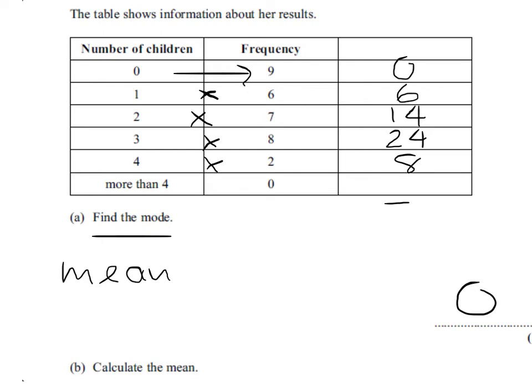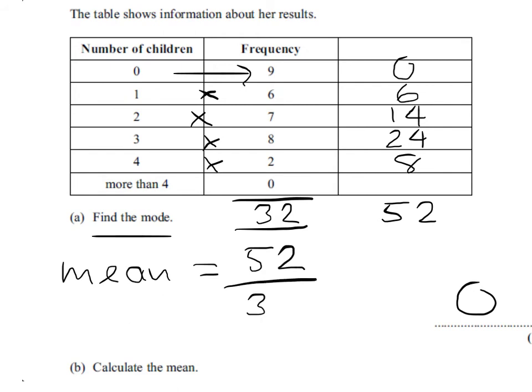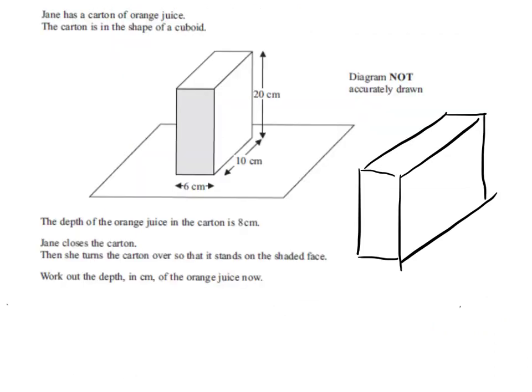And if we add these up, it comes to 52. There were altogether 9 and 6, 15, and 7, 22, and 8, 30, 32 children altogether. So we find the mean by taking the total of the ages, which is 52, and divide it by the number of children. Your mean will come out to 1.625, which is the answer.